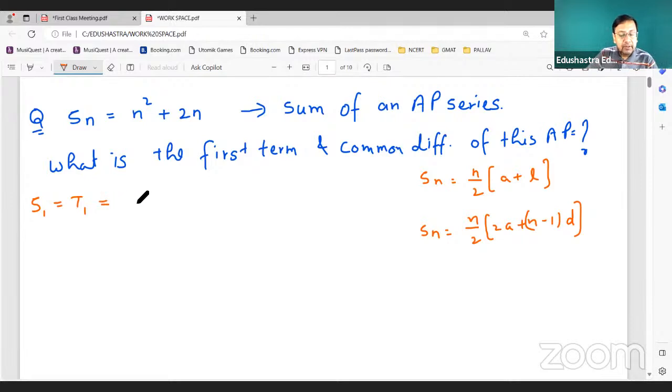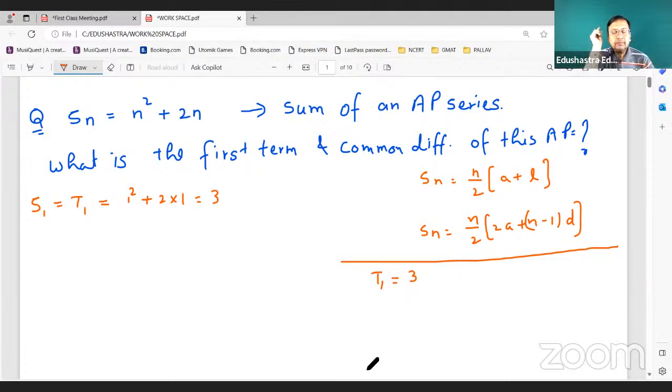And put the values here. So 1 square plus 2 into 1, so this is 3, right? So this way I can identify that my term T1 is coming out to be 3. I suppose you are getting this logic, right?